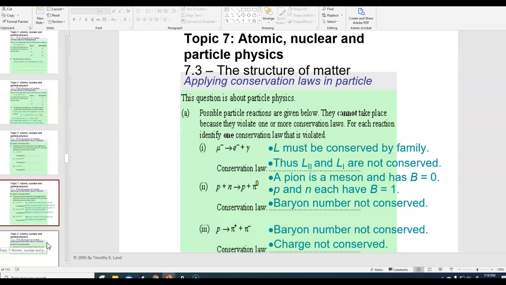And then we'll wrap up talking about the standard model and try to see how all the pieces of that fit together.